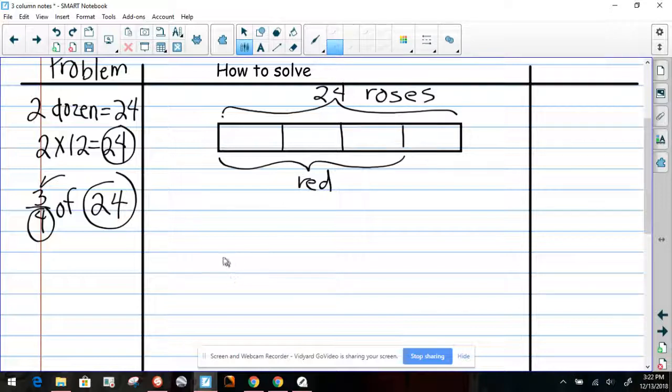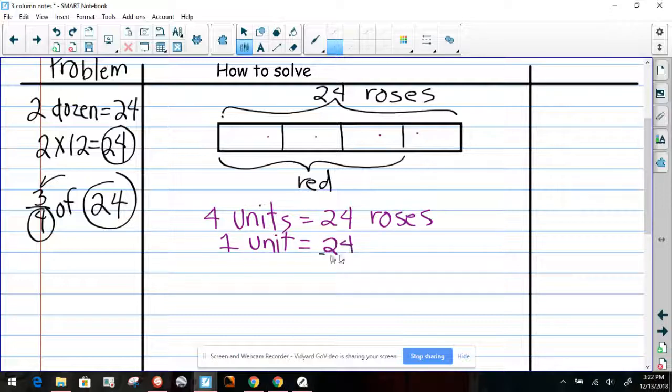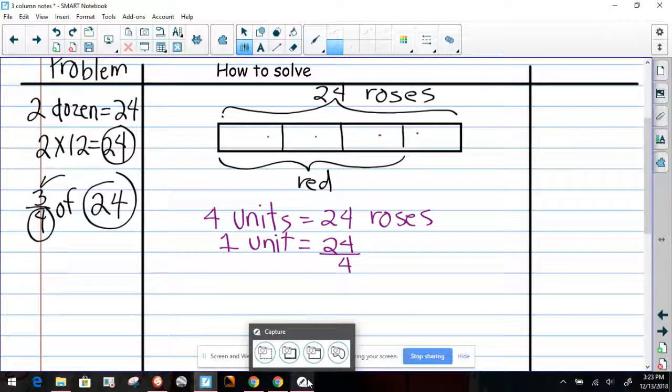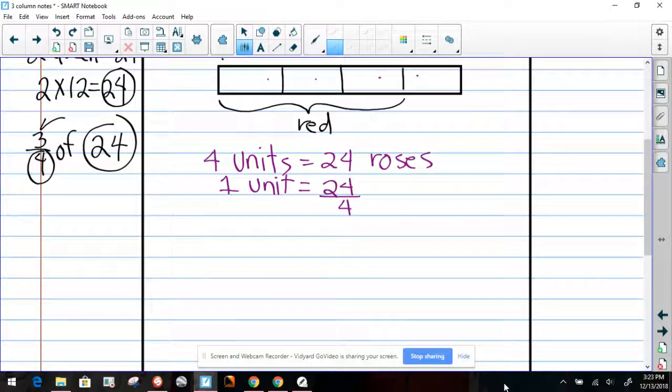So the first thing we say is that 4 units, unit 1, 2, 3, 4, equals 24 roses. Now we want to know how much is 1 unit, and that will be 24 over 4. So why do we do that? Because we want to know how much is 1 group. So if you do the division, it will be 24 divided by 4.